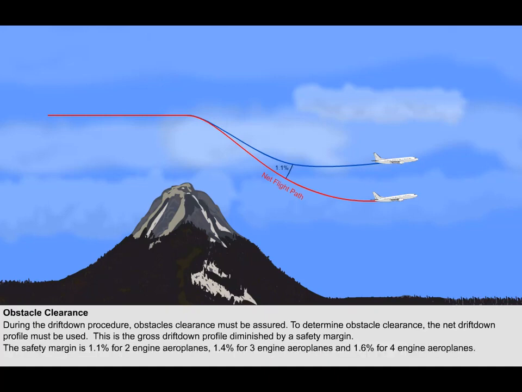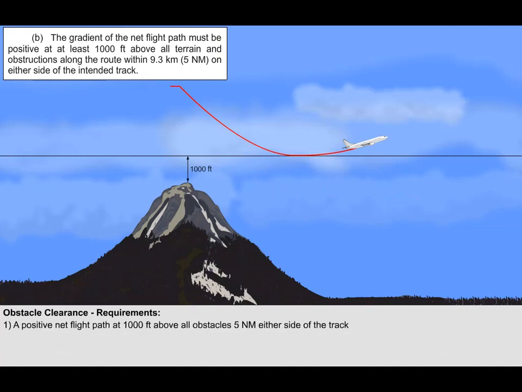For two-engine aeroplanes, with one engine inoperative, the gross gradient of descent is increased by 1.1%. This increases to 1.4% for 3-engine aeroplanes and 1.6% for 4-engine aeroplanes. OPS 1 details the regulations for en route obstacle clearance. It states that the gradient of the net flight path must be positive at least 1,000 feet above all terrain and obstructions along the route, within 5 nautical miles on either side of the intended track.